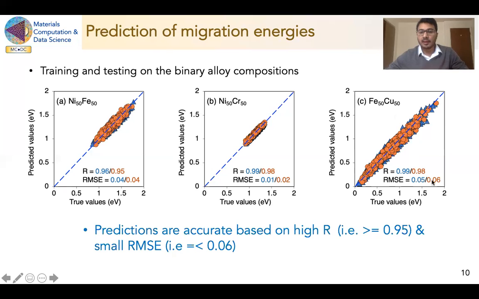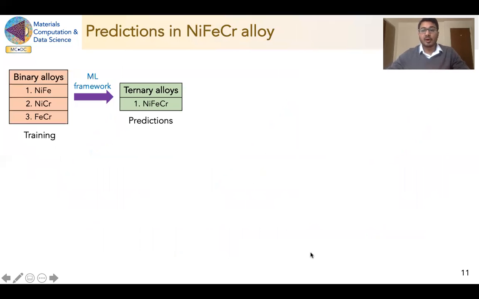And you can see the RMSE and Pearson R value for testing data is quite high. So overall, our model works on the binary compositions. Now, the real test of our model, which is our main concept, is to train on the binary compositions and predict on the ternary.